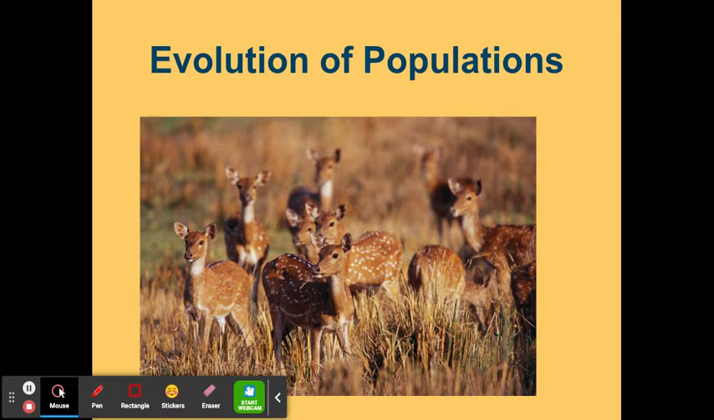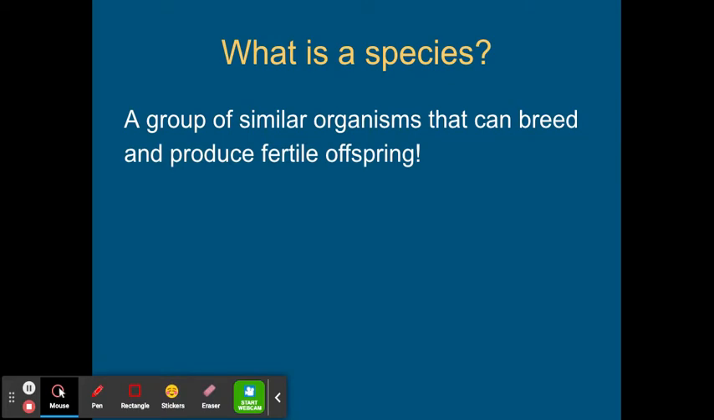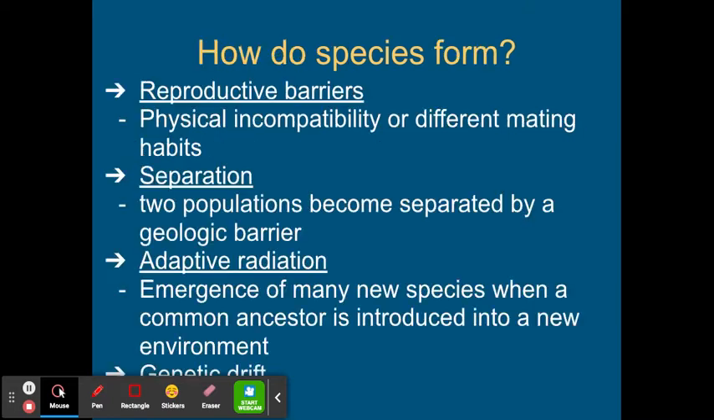Armson. Today we'll be talking about the evolution of populations. What is a species, you may ask? Well, it's a group of similar organisms that can breed and produce fertile offspring. The key here is fertile offspring. So organisms can reproduce like a horse and a donkey. They produce a mule, but they are two separate species because the offspring is not fertile.